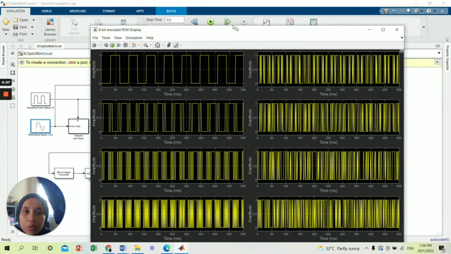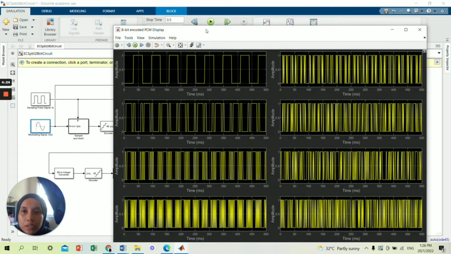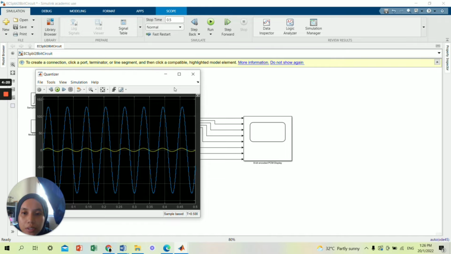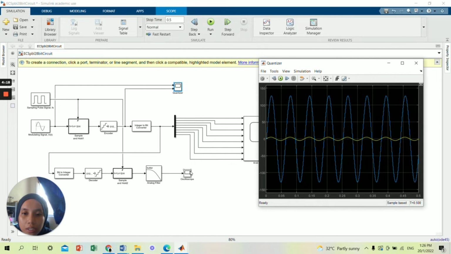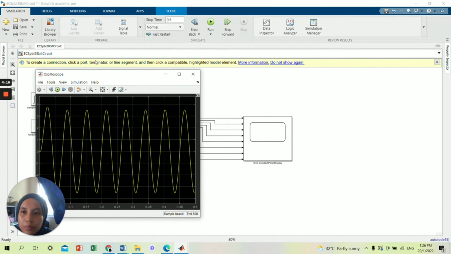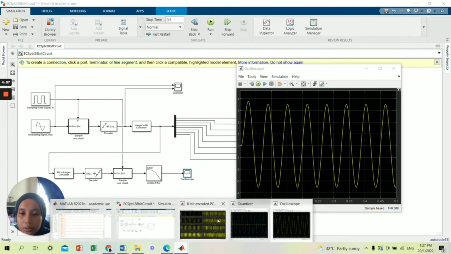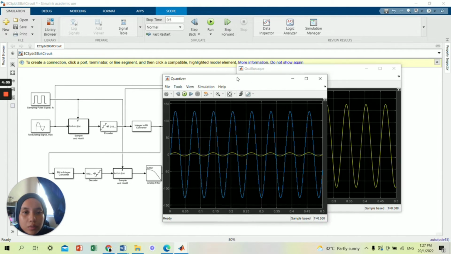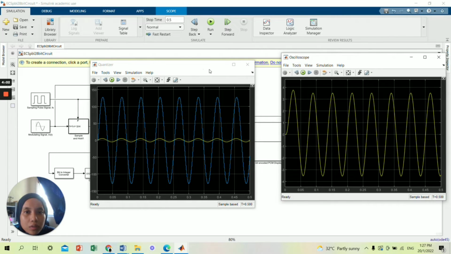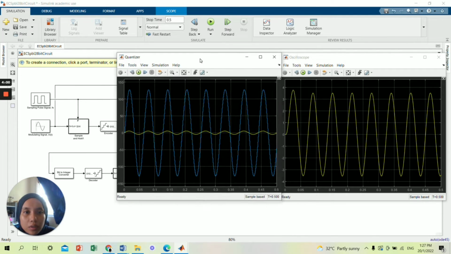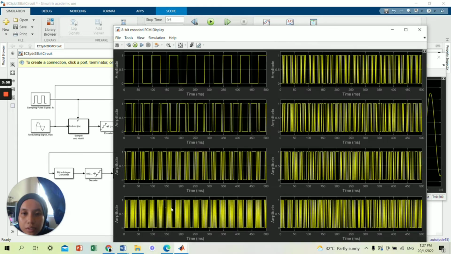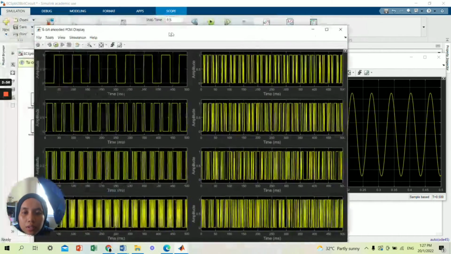Okay, so this is our result for the 8-bit. For the quantizer we got this, and for the oscilloscope we got this form. As you can see here.